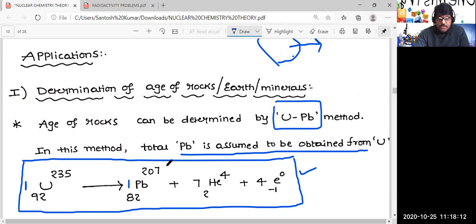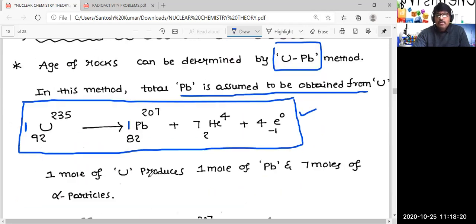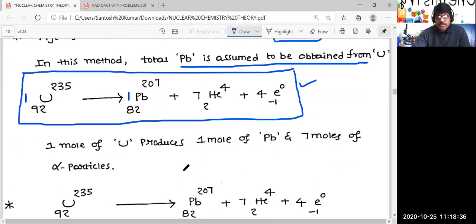So we are going to use the first order kinetics equation, the integrated rate equation. And as I told you, 1 mole of uranium produces 1 mole of lead and 7 moles of alpha particles. Sometimes instead of giving the mass of alpha particles, they may give the volume of helium under NTP conditions, and of course this is the reaction.